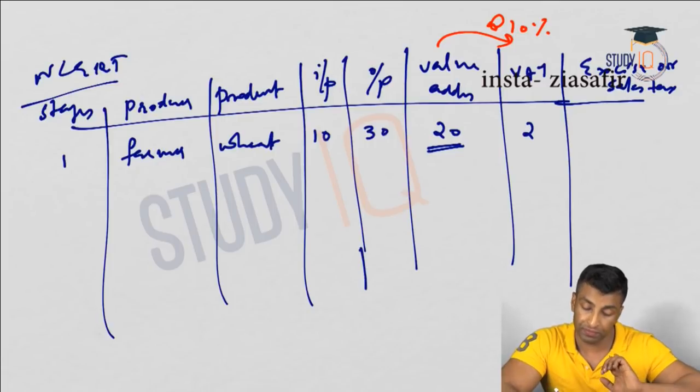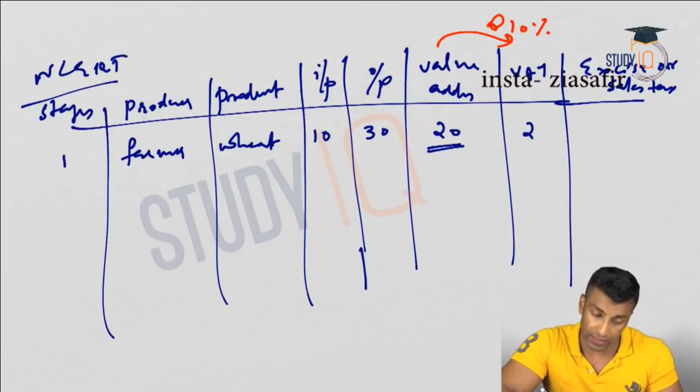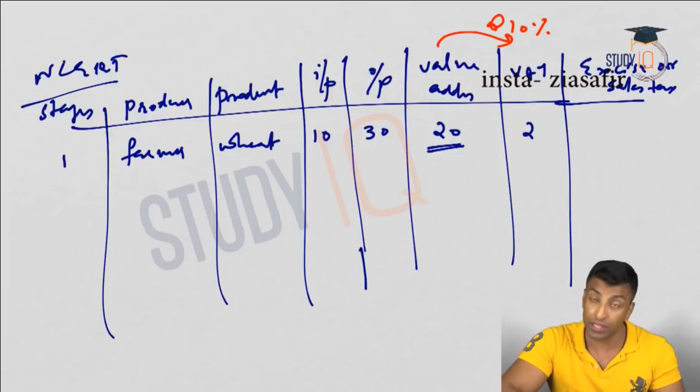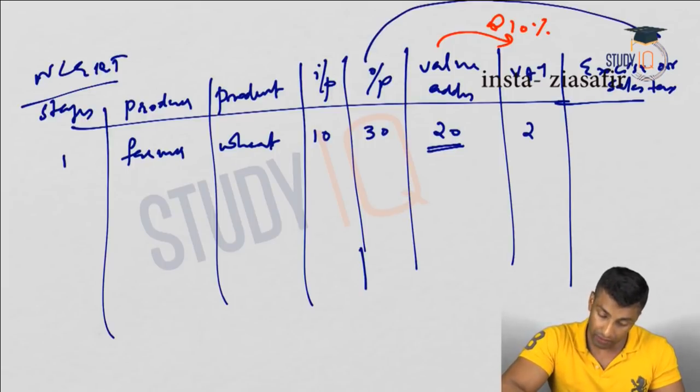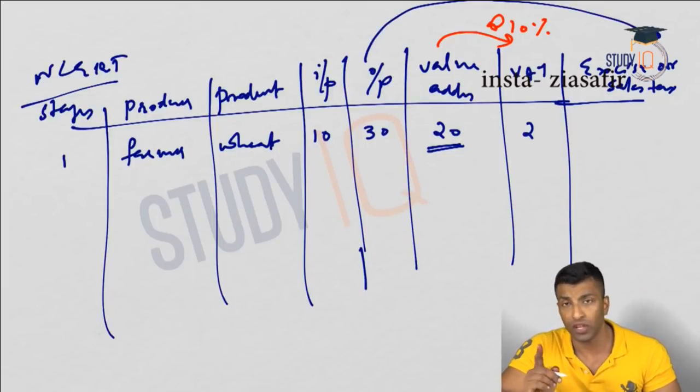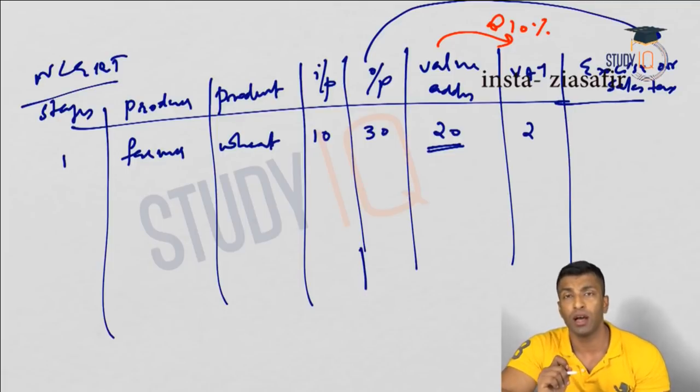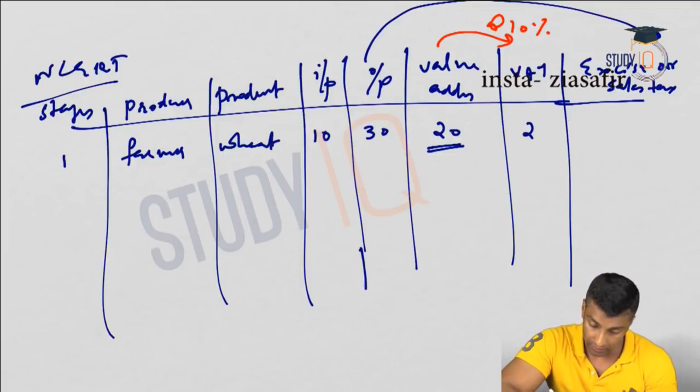What about excise or sales tax? If you take 10%, you have to pay it for output, right? Not for value addition, you have to pay it for the output. 10% of 30, so it is 3.